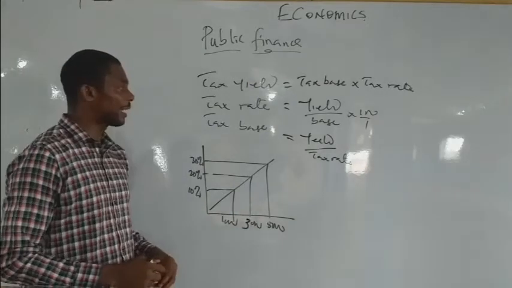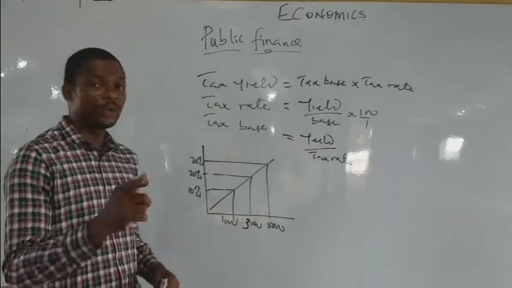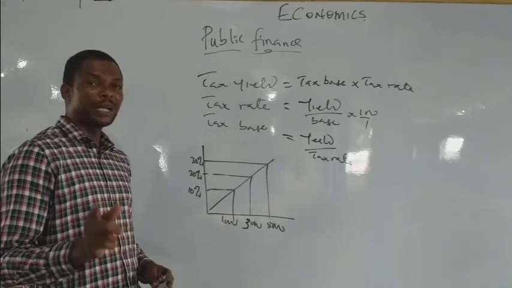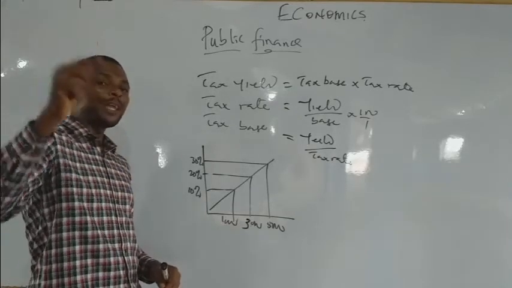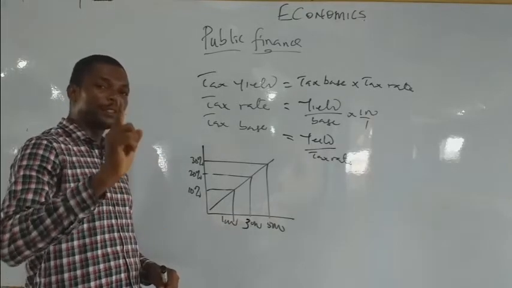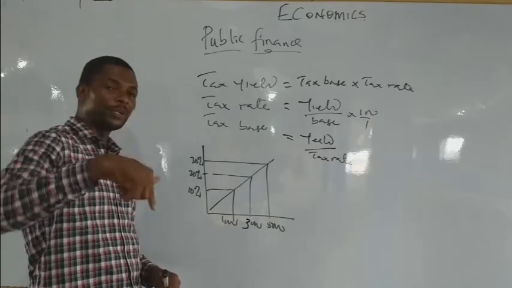The next kind of tax is called what? Regressive tax. Regressive tax is directly opposite of the progressive tax. A regressive tax is a tax in which you pay a lower rate of tax as your income increases and a higher rate of tax as your income decreases.